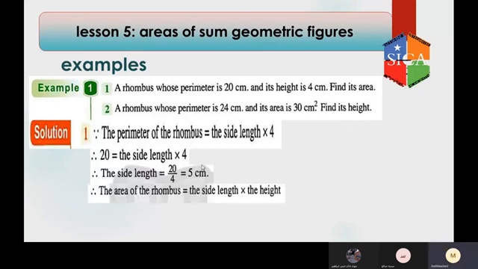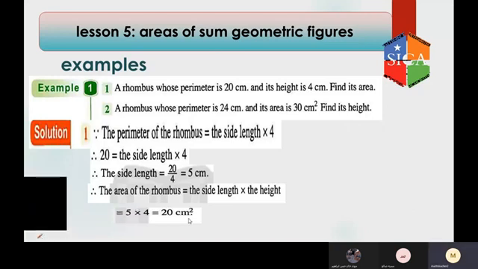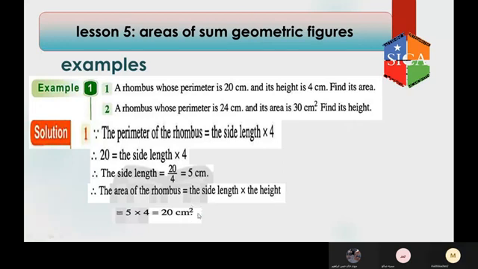Then the area of the rhombus, which is required in this problem, equals the side length times the height. The side length here is 5 centimeters and the height is 4. Then 5 times 4 equals 20 square centimeters. The area is measured by the square unit. Here our unit is square centimeter. The area is measured by the square unit, square centimeter.